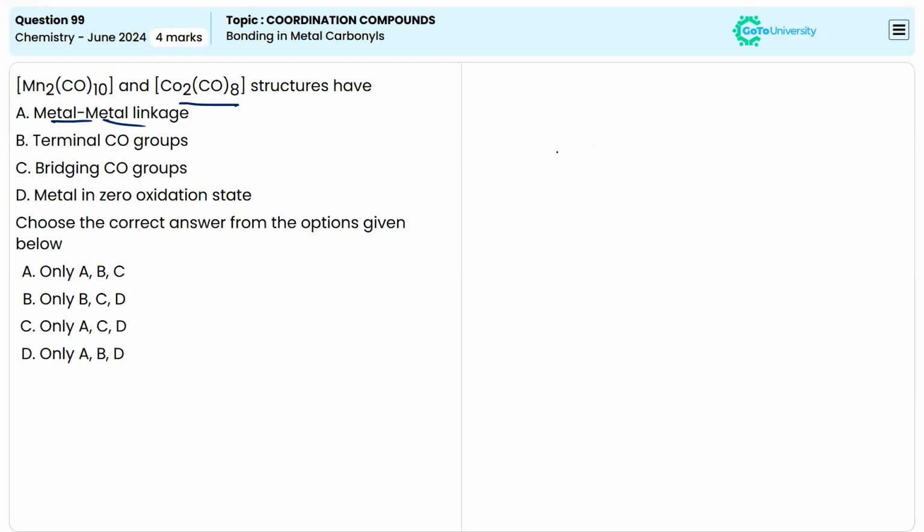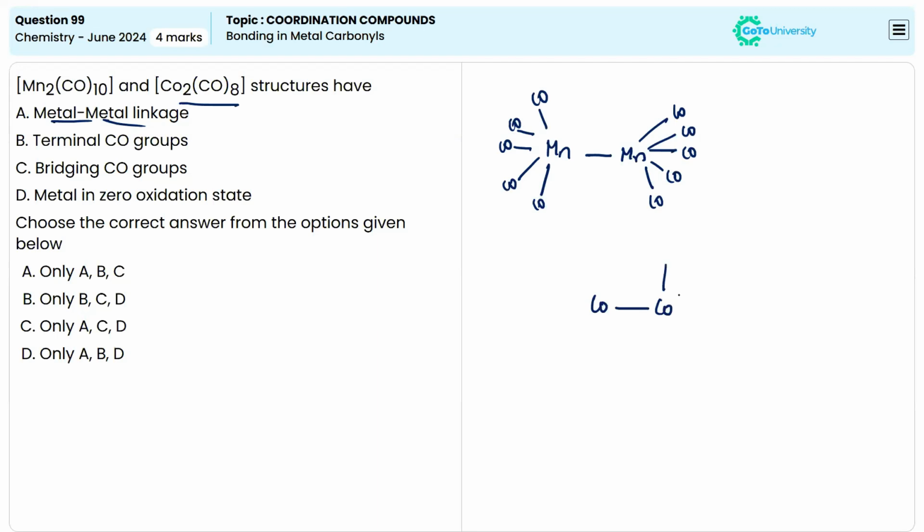Okay, so if you consider Mn2(CO)10, here we can see there is a bond between two metal atoms. Then each manganese is containing 5 CO groups. This is the structure of Mn2(CO)10. Now, if you consider the structure of Co2(CO)8, it will be Co-Co.